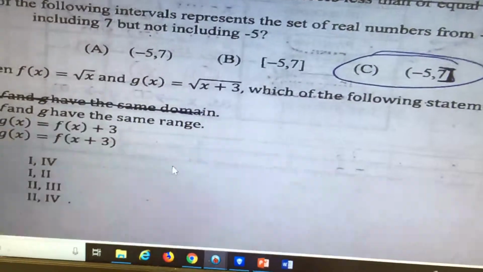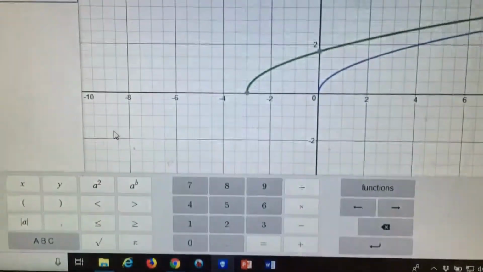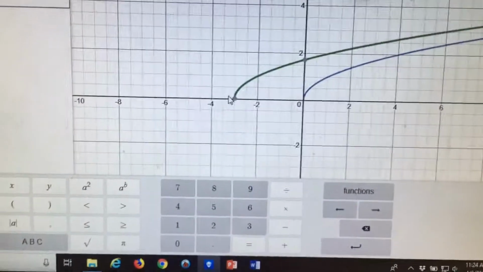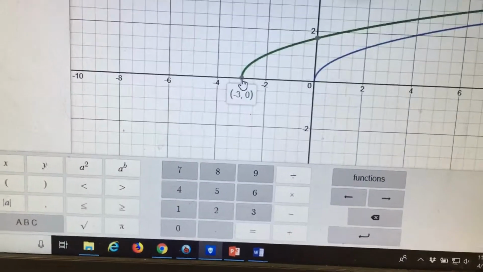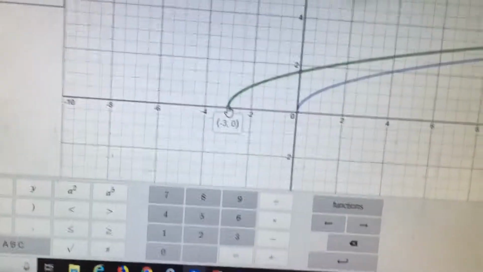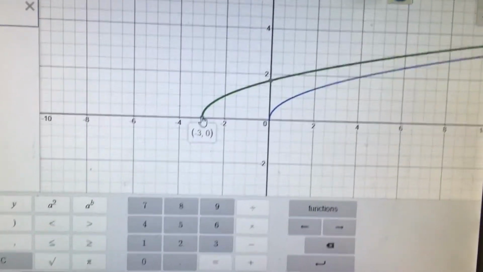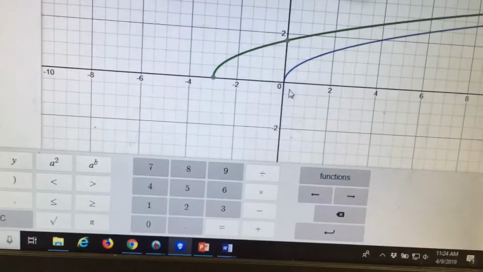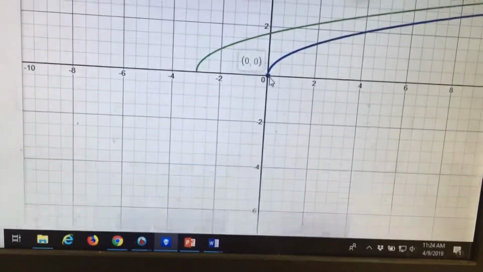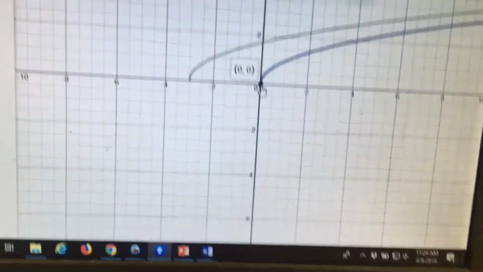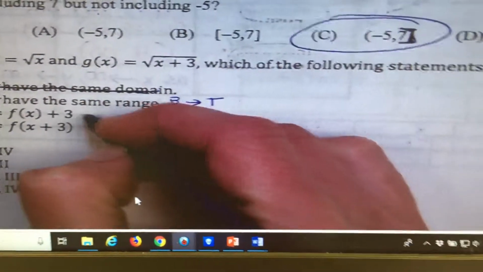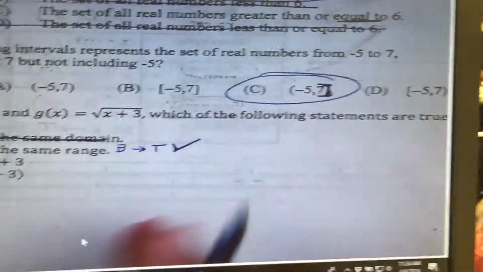Okay. All right, what about the same range? For range, we do bottom to top, okay? Where does the green one start at the bottom? 0, right? Range is your y, so it starts at 0. What about the blue one? It starts at 0. Do they have the same range? Yes. They have the same range, so that's a check for that one, okay?